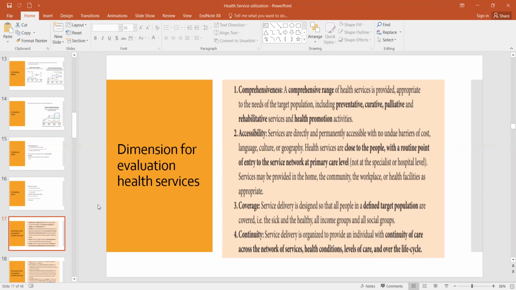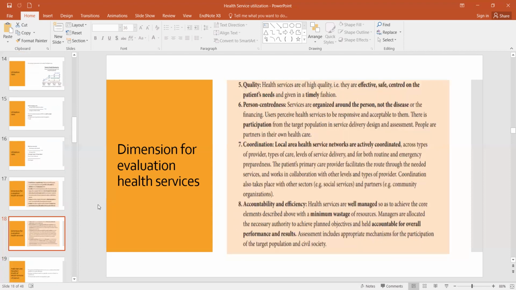Coverage: health service delivery is designed so that all people in the defined target population are covered. Continuity: service delivery is continued, with continuity of care across the network of services, health conditions, levels of care, and over the life cycle. Quality: what type of quality is provided by health services? It is high quality, effective, safe, centered on the patient's needs. Person-centeredness: the services which are provided are organized around the person, not the disease.